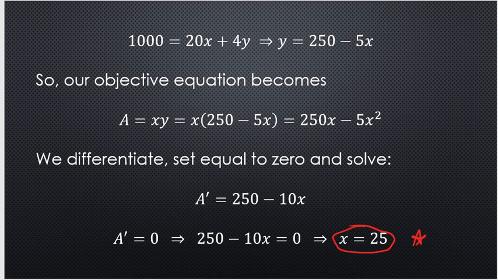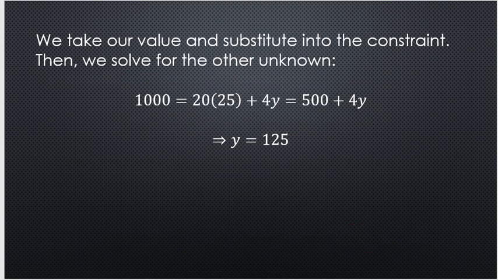Once you've solved for your first unknown, you're going to take this result, substitute it into your constraint equation, and then solve for your other unknown. So our constraint equation was 1,000 equals 20x plus 4y. Substitute in 25 for x, and you get 1,000 is equal to 500 plus 4y. Subtract the 500 from both sides, and then divide both sides by 4, and you get y is equal to 125. And this is the other piece of information that we needed to help us answer our question.